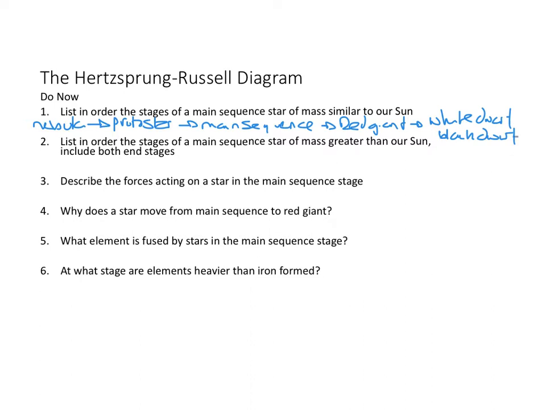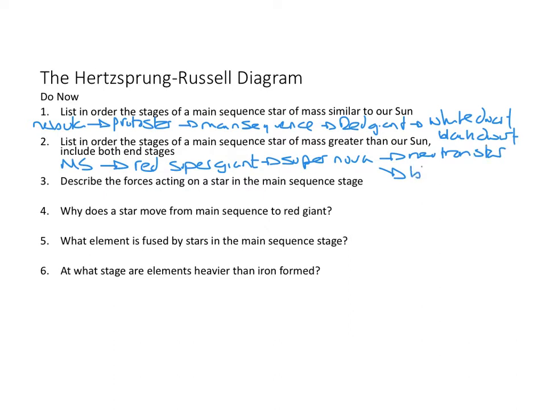Okay, for a star with a mass much greater than our Sun, it's exactly the same, except for after main sequence, it turns into a red supergiant. Okay, then we get our supernova, which is where we get all our heavy elements formed. Anything heavier than iron is formed in a supernova. And then we've got our two options. Okay, we get our neutron star, or we get a black hole.